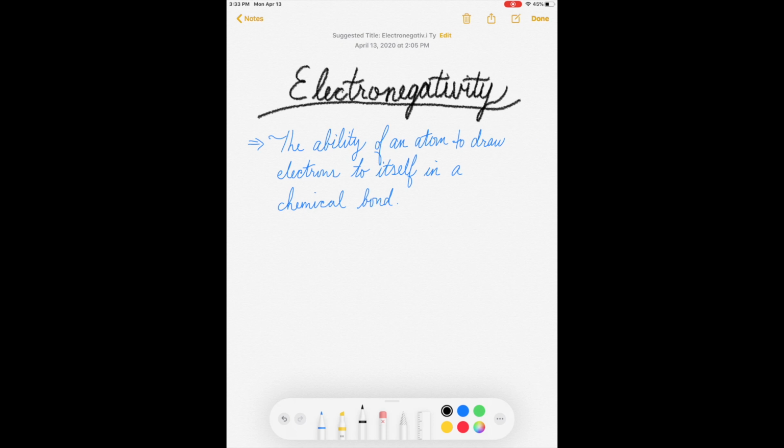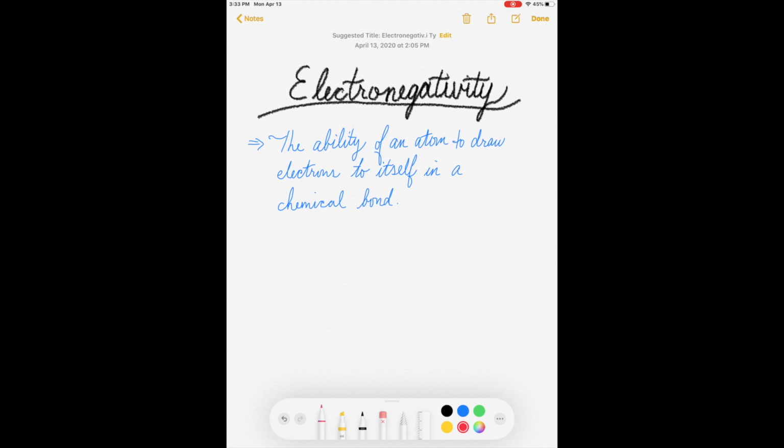Hey students, I want to chit-chat for just a minute about electronegativity. Electronegativity is the ability of an atom to draw electrons to itself in a chemical bond. Another way to put that, it's the capacity of which atoms share electrons.